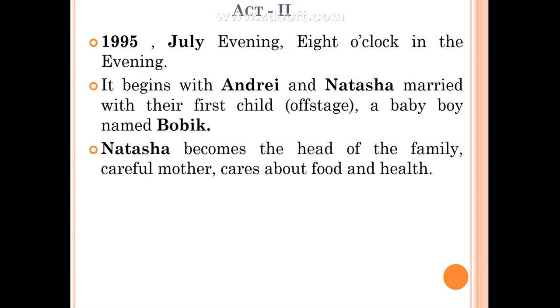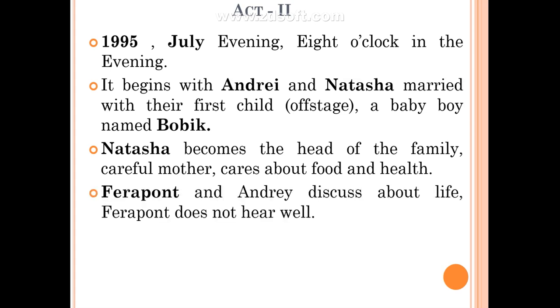Here we can find that Natasha, a very poor girl in the first act, gets the power in the second act. As she got married to Andrei, she took total control of the family and became the center of the family, or we can say the head of the family. She is taking excessive care of her son, about his food and health. She is taking too much care of the son, whose name was Bobik.